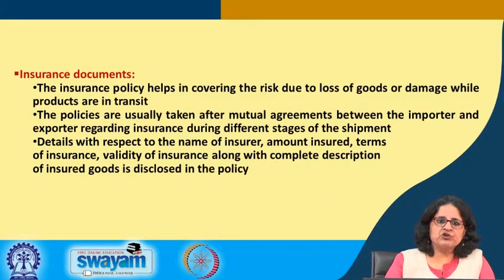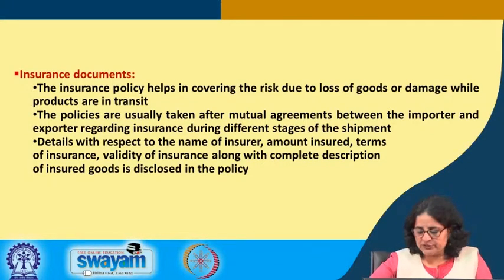Finally, there are the insurance documents. Now, the insurance policy helps in covering the risk which might occur due to the loss of goods or damage while the products are in transit. Now, the policies are usually taken after mutual agreements between the importer and exporter regarding insurance during different stages of the shipment have been arrived at. Details with respect to the name of the insurer, the amount insured, the terms of insurance, the validity of the insurance, along with complete description of the insured goods is disclosed in the policy and is abided by both the parties and the insurance company.